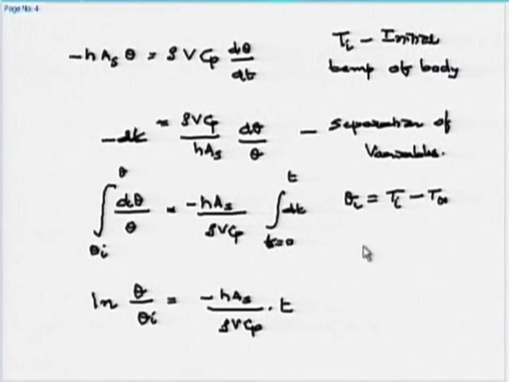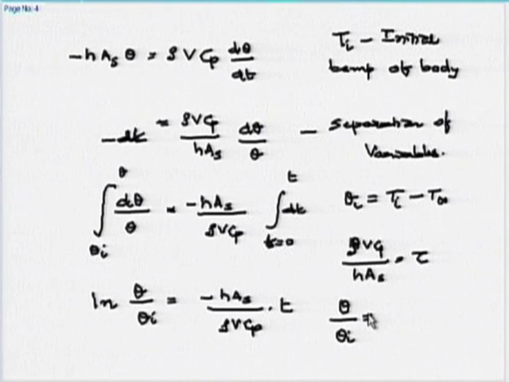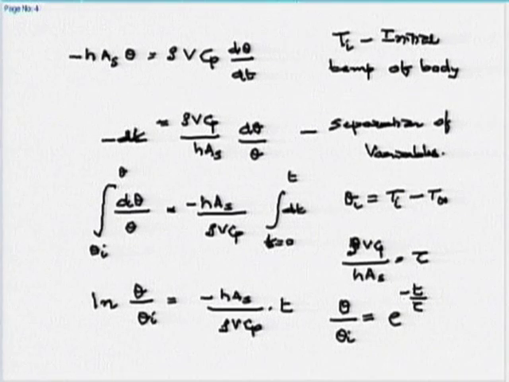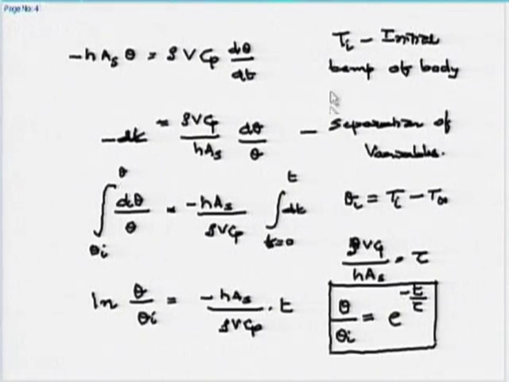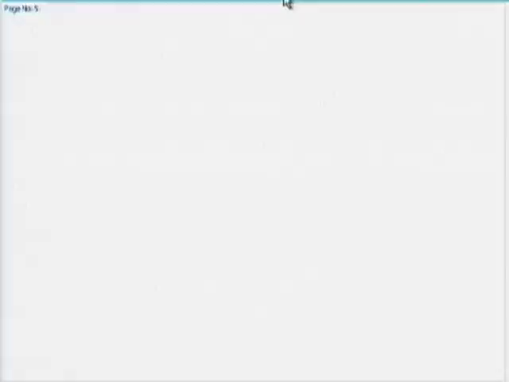Now let me call rho V C p by h A s as tau. What will happen to this equation if I write it in terms of theta by theta I? Theta by theta I becomes equal to e to the power of minus t by tau. Let us rewrite this in the next transparency: theta by theta I is equal to e to the power of minus t by tau.